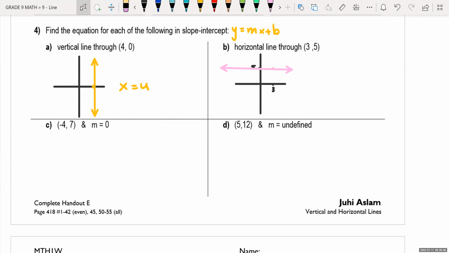Okay, and I'm just going to erase that little teeny tiny 5 just so it doesn't get in the way. But just know it's going through the number 5. We know this is a horizontal line. Remember, Hoy, it's a 0 slope. What do you think the equation for this would be?